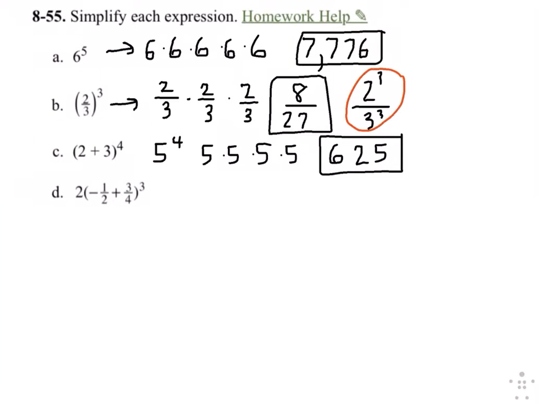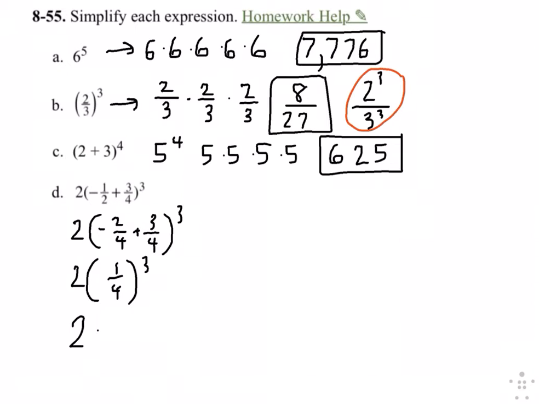And D, we need to simplify what's inside of the parentheses. So -1/2 in fourths is -2/4 plus 3/4, right? Get a common denominator. So -2 plus 3, that's 1/4 to the third. And now order of operations, right? We have to do our exponents first.